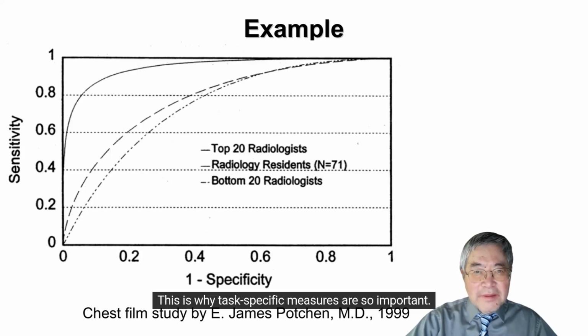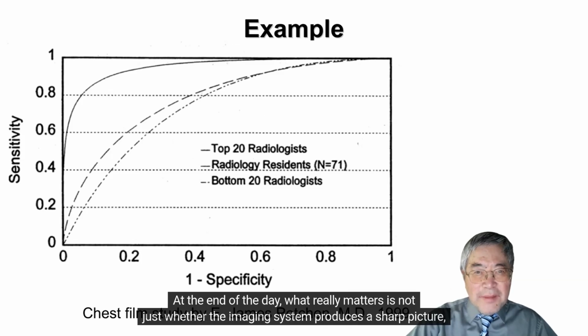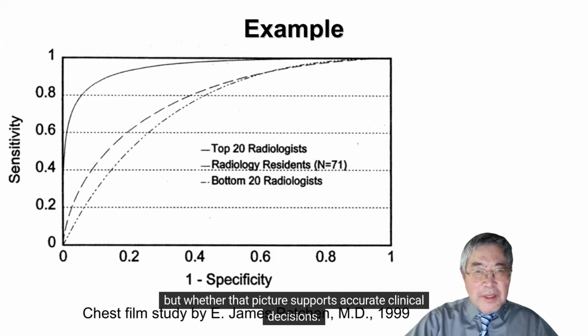This is why task-specific measures are so important. At the end of the day, what really matters is not just whether the imaging system produces a sharp picture, but whether that picture supports accurate clinical decisions.